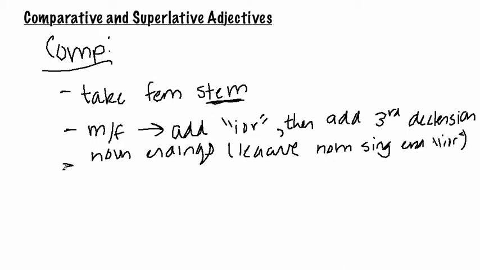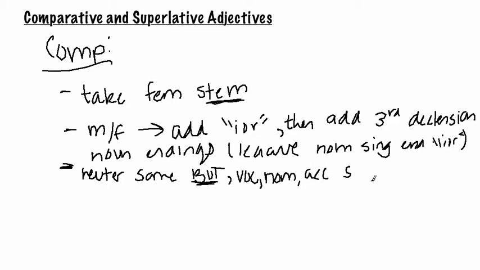For the neuter, you do the same, but in the nominative singular and accusative singular, you're going to do an -ius ending. And do not add third declension noun endings in the vocative, accusative, and nominative. So in the vocative, nominative, and accusative singular, leave as -ius with no additional ending.